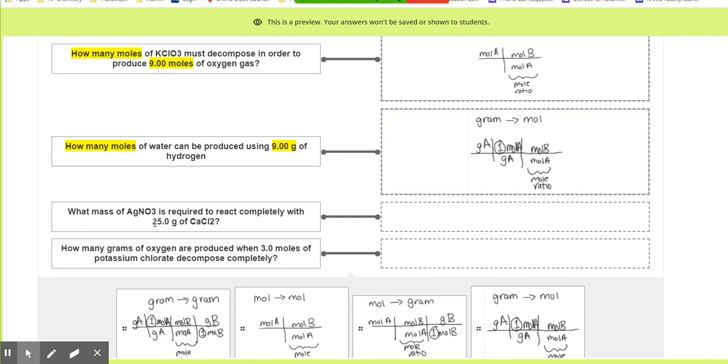Oh, there it is. All right, 25.0 grams. Okay, 25.0 grams. And then it says what mass? What mass? So grams is where we're starting. So we know it's one of the grams. Where are we ending? What am I talking about with what mass?